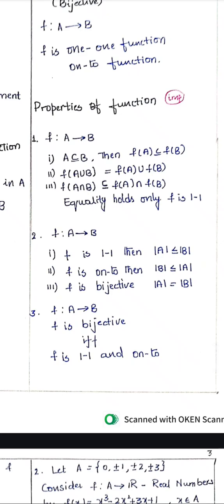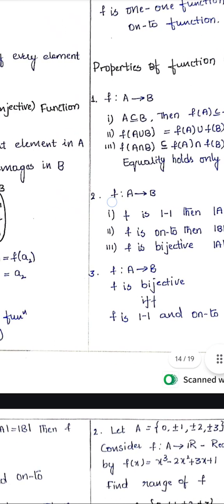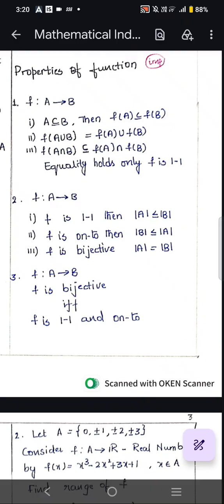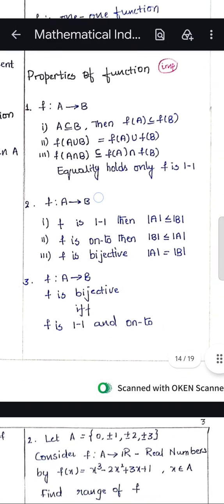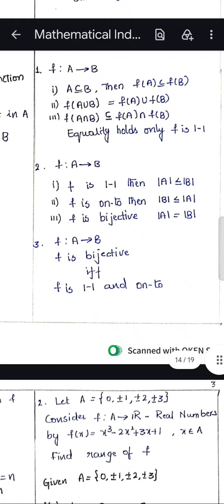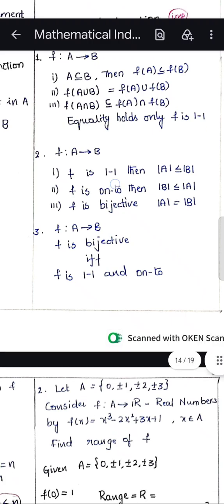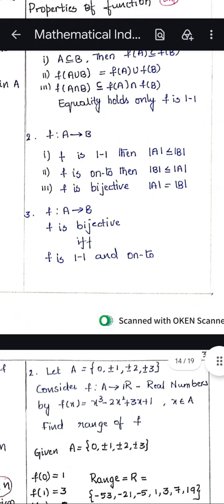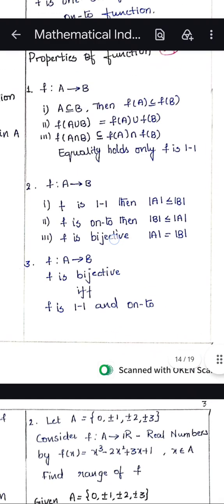Let us see the properties of function. Let the function be from A to B. If A1 is a subset of A2, then f of A1 is a subset of f of A2. f of A1 union A2 is f of A1 union f of A2. f of A1 intersection A2 is a subset of f of A1 intersection f of A2. Equality holds only if f is one to one.